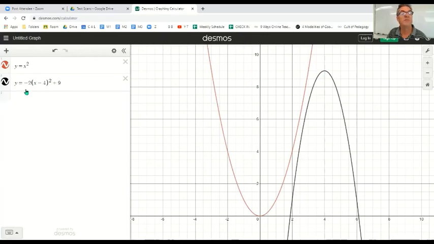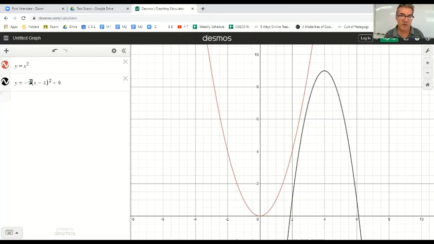And then we also multiplied it by a negative 2, the a. So the negative inverted the parabola. So it reflected it. It opens down. And the 2 also changed the shape of it and made it a more narrow parabola.